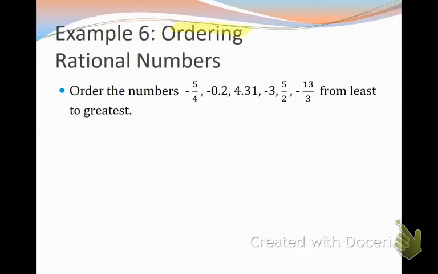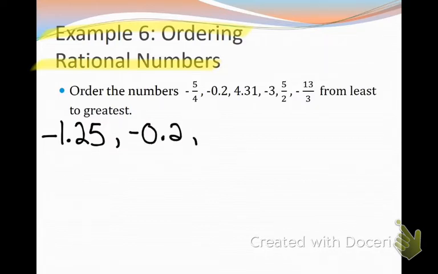So what do you think would be easier? Fractions, where I have to find the LCD of 5 different fractions, or converting them to decimals? Definitely converting to decimals. 100%. That's a no-brainer. So what I'm going to do, and keep the same order, is convert all of these to a decimal. Negative 5 over 4 becomes negative 1.25. Then I have negative 0.2, already a decimal. Then I have 4.31. I'm not worried about putting them in order yet. I need to write them all in the same format.